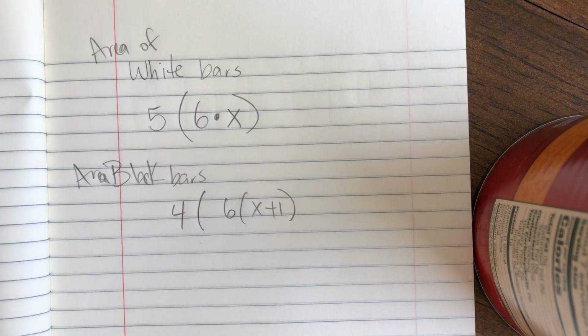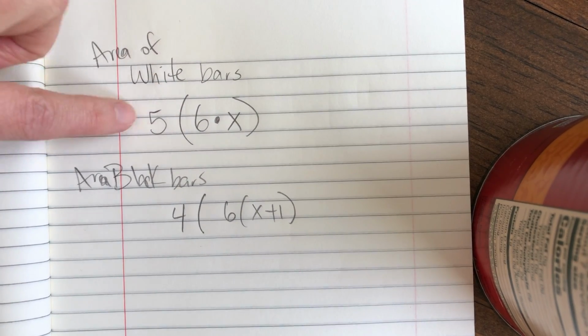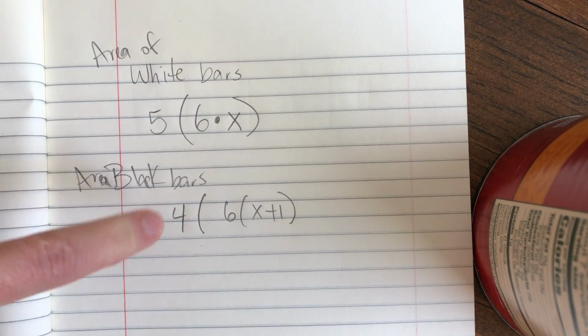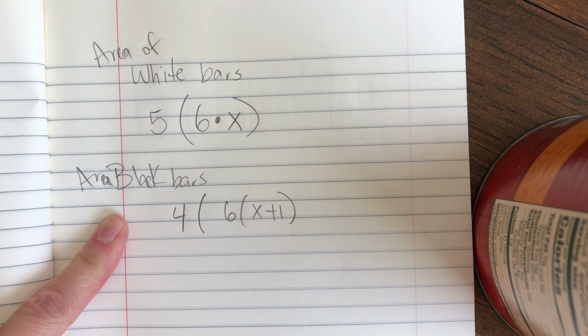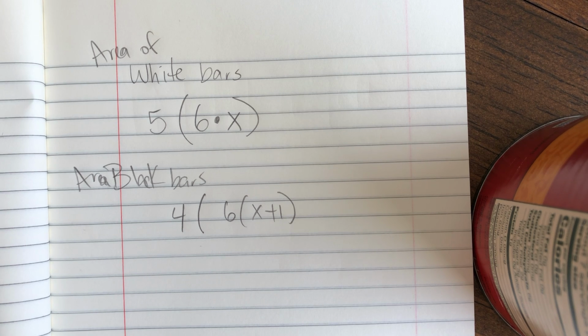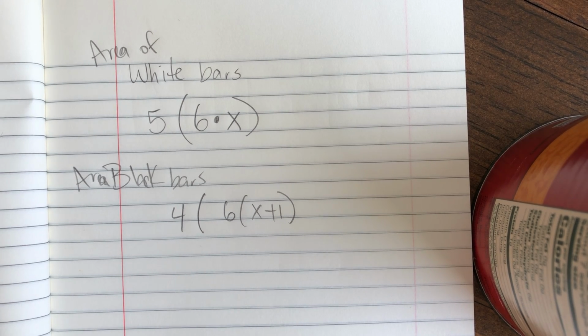Okay, so we don't have our equation yet, but we know that this is the area of the white bars all together. This is the area of the black bars all together. So to write the equation for this one, it said how long is the hallway. So we have to know what X is so that we can figure out how long that hallway is. So that then we can go substitute the numbers in and figure it out. So here we go.